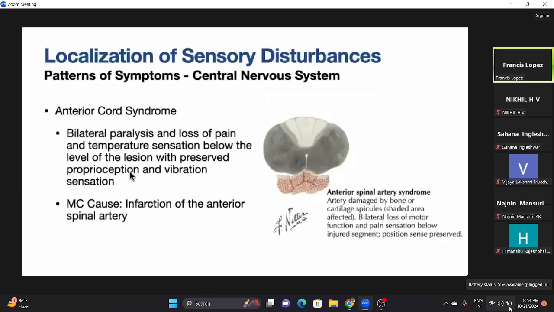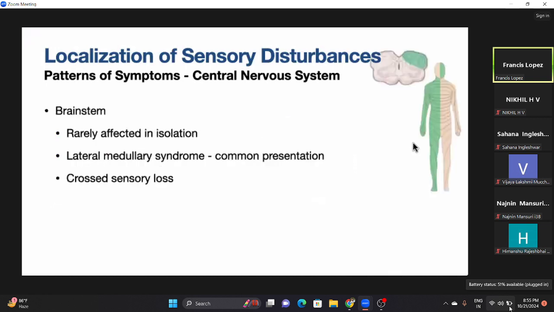Another pattern of symptoms in the spinal cord is anterior cord syndrome, wherein there is infarction of the anterior spinal artery, because the anterior spinal artery is responsible for perfusing the anterior part of the spinal cord. There will be bilateral paralysis and bilateral loss of pain and temperature sensation, but with preservation of proprioception and vibratory sense.